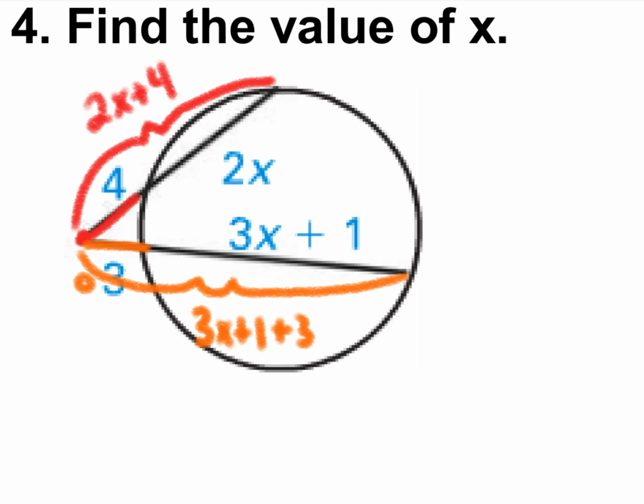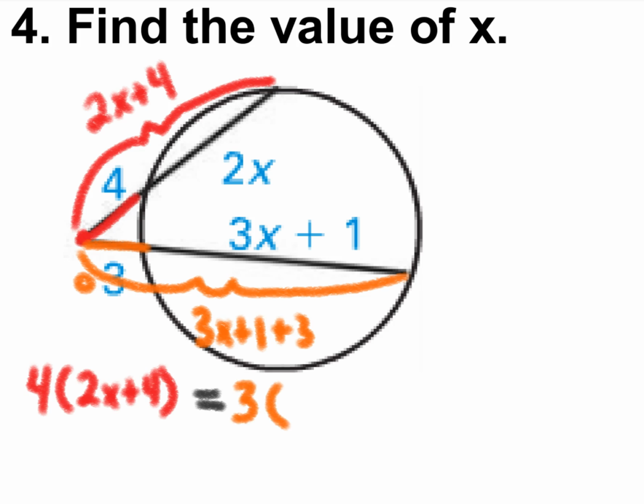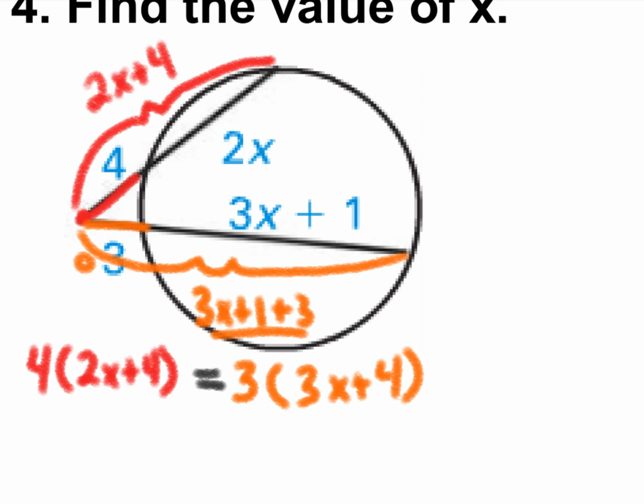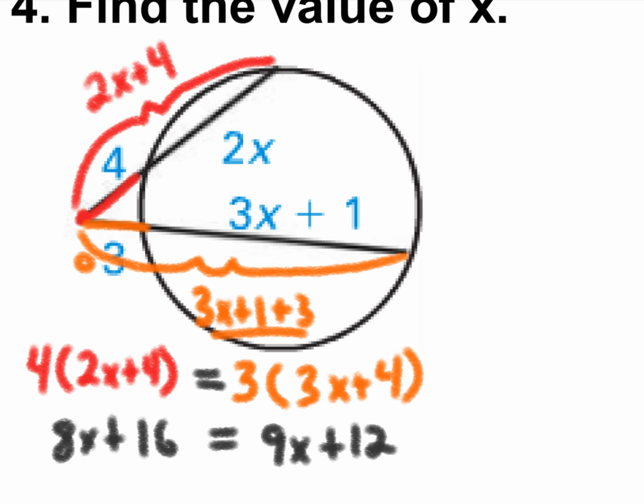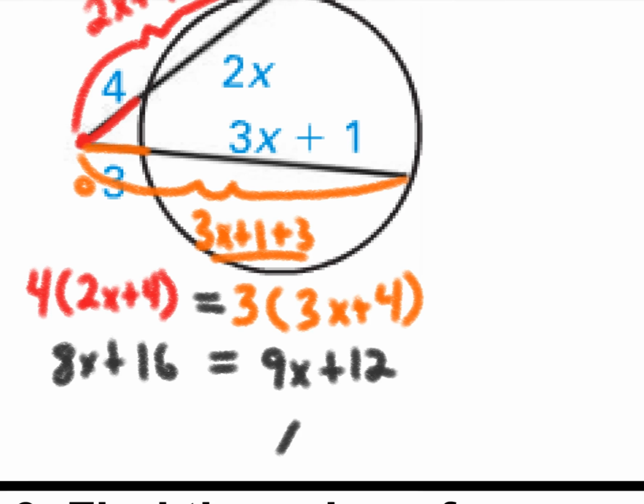We get 4 times the whole line, 2x plus 4, is equal to the outside of our bottom line, 3, times the whole line. I'm going to simplify this to be 3x plus 4. Now we just need to solve this, so we're going to do that really quickly. And you should get x is equal to 4.